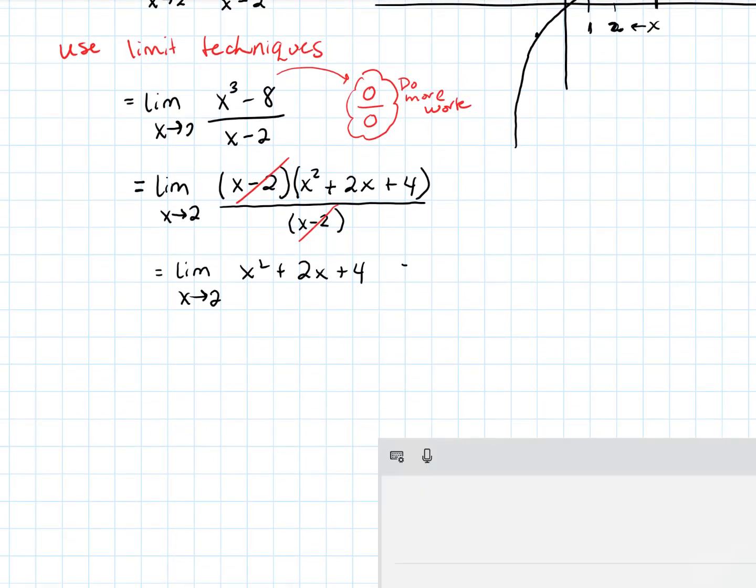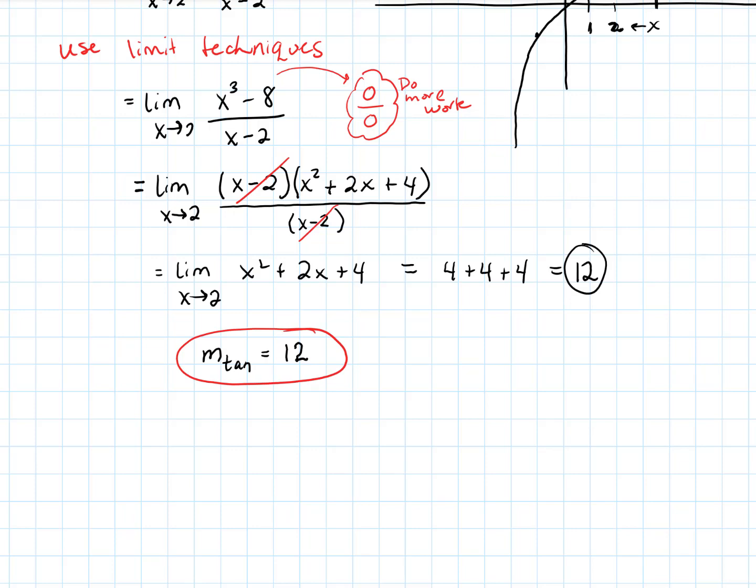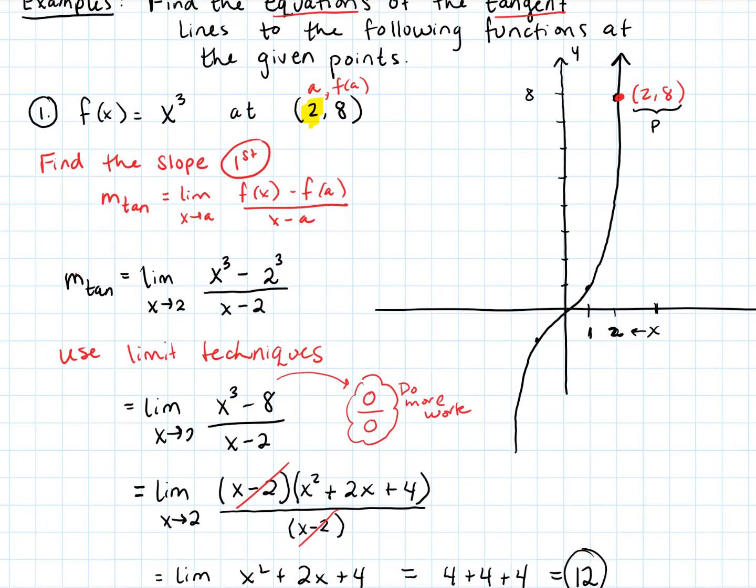And now we can fully use that direct substitution. So now we can plug that in. That's going to be 4 plus 4 plus 4. So we end up with a limit value of 12. Well, what is that? Remember, now we're not just finding limits, we're using our limit tools, our limit techniques in order to find the slope of a tangent line. So that is the slope of the tangent line. So the slope of the tangent line is 12.